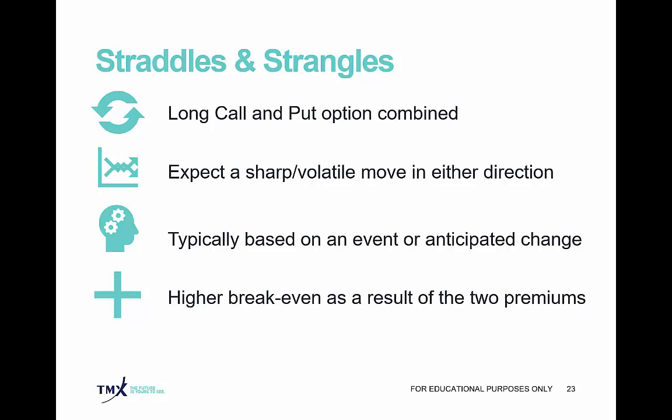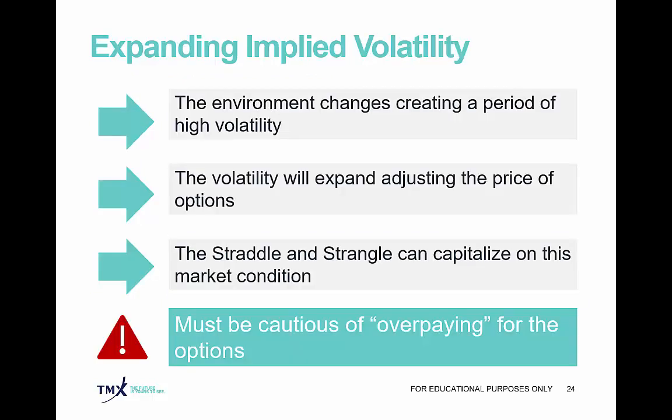Now, these strategies are typically based on an event or an anticipated change. So in other words, earnings reports are a great example of where there could be some sort of material change in how a stock is traded, where it may influence it in one direction or another as far as the price action is concerned. Now, the trade-off here is that there's a higher break-even point because you are paying for two premiums. So let's circle back to the idea of where implied volatility comes into play.